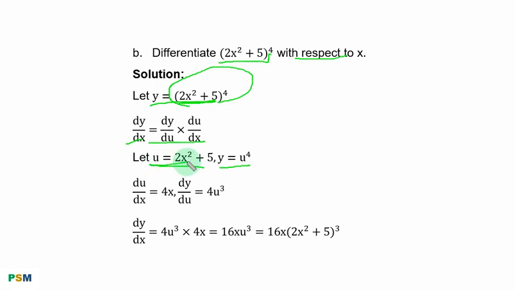You differentiate this using power rule to get du/ds, that is 4s. You differentiate this using the same power rule to get dy/du. You have 4u cube. Therefore, dy/ds is equal to dy/du, 4u cube, times du/ds, 4s. When you multiply, you have 16s u cube. You replace u with what it stands for, and you have 16s (2s squared plus 5) to the power of 3.